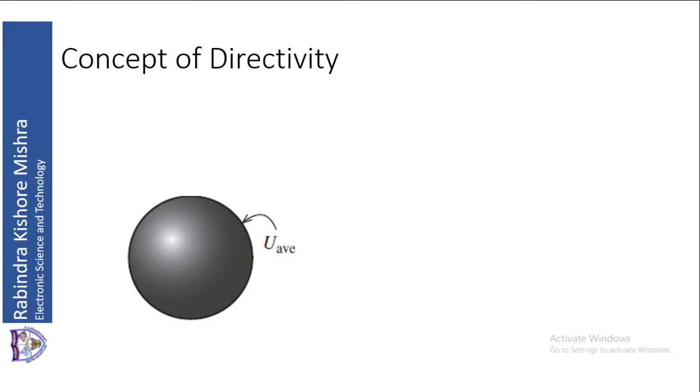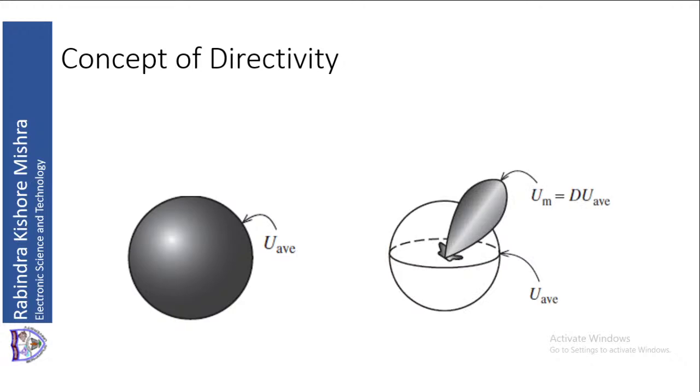Let me explain it using a figure. We have an isotropic antenna whose power is the same as the power of the practical antenna. For the isotropic antenna, the intensity of radiation over a sphere will be U average. When the isotropic antenna is replaced by a practical antenna, and we look at the sphere, the radiation is along a direction which is crossing the radius of the sphere. And we have already seen U max is equal to D into U average.